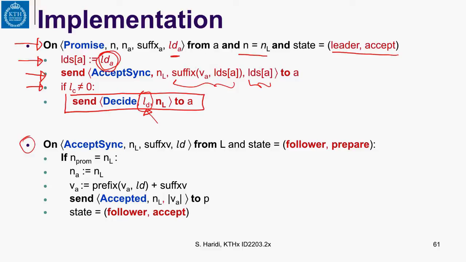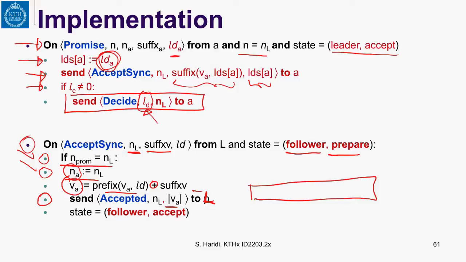So let us see how the replica behaves. The replica is still a follower and in the prepare state. And this means that we are talking to the current leader. We update NA to NL. This is the round of the accepted sequence. We update our accepted sequence by getting our prefix and adding to it the suffix that we got here. And then we send an acknowledgement to the leader. This is L again. We send an acknowledgement to the leader saying that we have now accepted so far. If this is our VA, we give the length of this VA. And we move to the accept state.